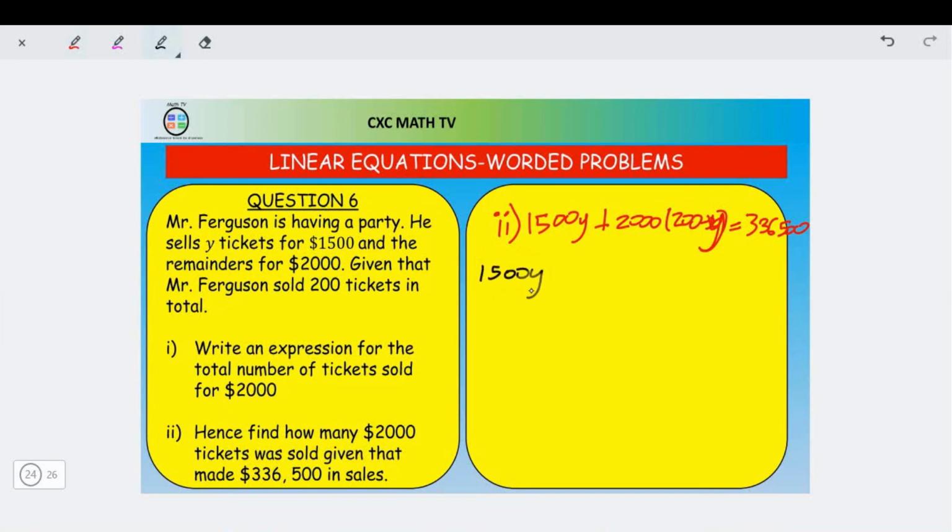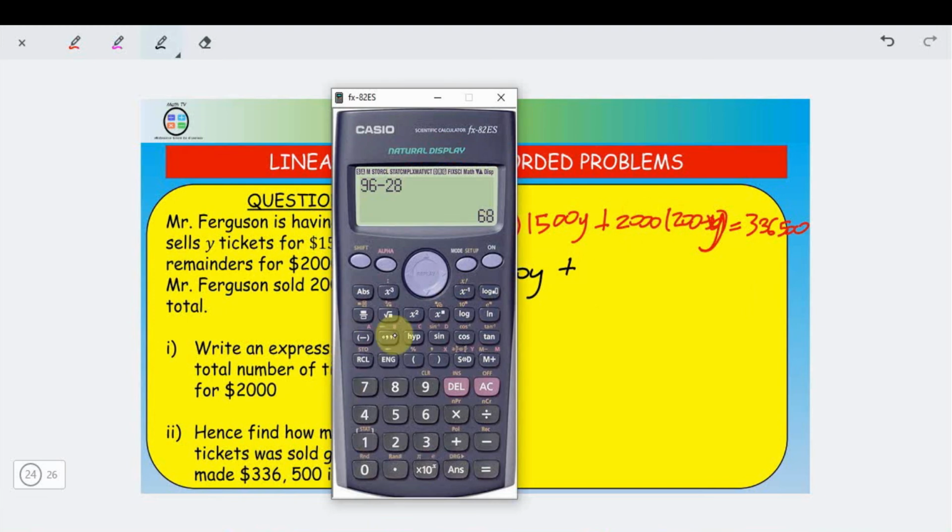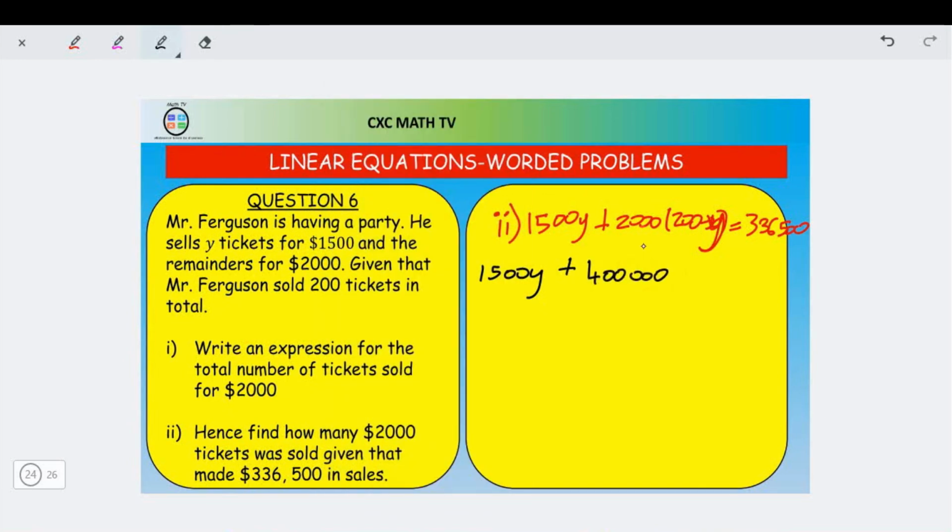This is 1,500Y plus 2,000 times 200. Punch that in the calculator. 2,000 times 200 is 400,000. And then 2,000 times Y, that's minus 2,000Y, equal to 336,500. Finally, what do we do? Group like terms. So in this case we have 1,500Y minus 2,000Y, which is minus 500Y. We simplify this part, equal to, bring the 400,000 to the other side. So this is 336,500 minus 400,000.